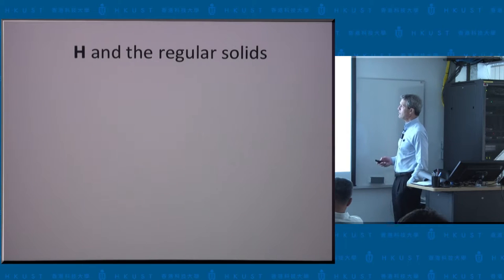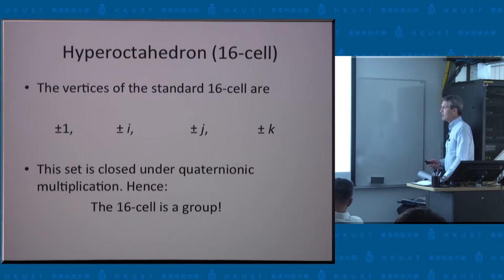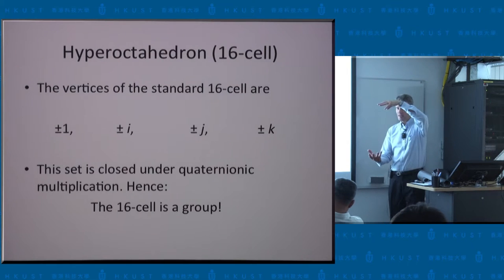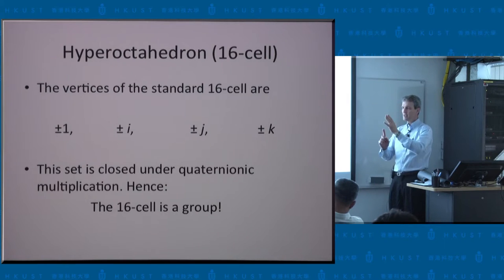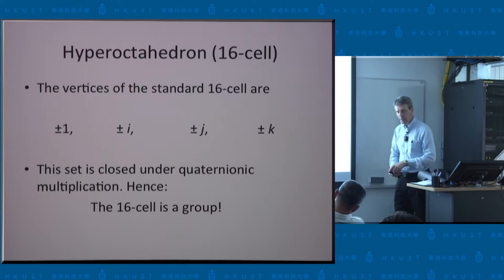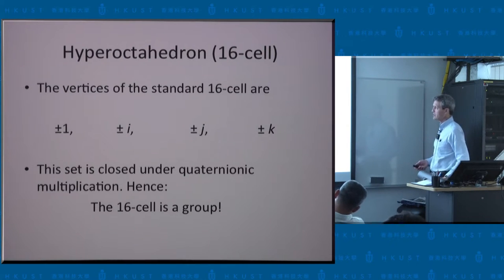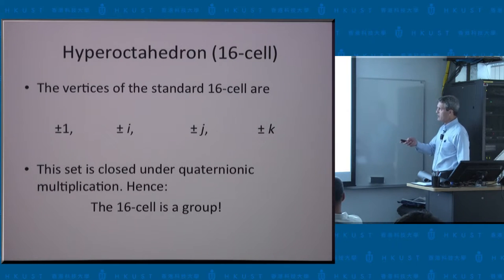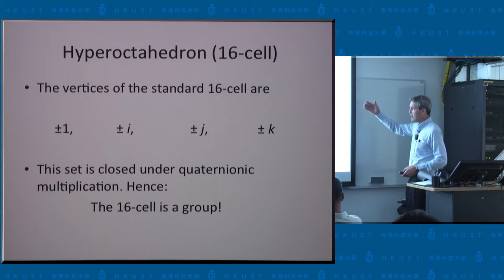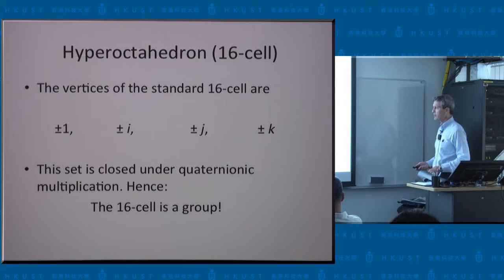Okay, so what does this have to do with the regular solids? Well, if we take the hyperoctahedron, the 16 cell, so if you think about the normal octahedron sitting in three-dimensional space, its vertices are up and down the z-axis, up and down the x-axis, up and down the y-axis. Its vertices are just the unit vectors along the axes. And in four dimensions, it's the same thing. So if we treat the four dimensions as quaternions, the vertices of the 16 cell will be plus or minus 1, plus or minus i, plus or minus j, plus or minus k. And we saw what the multiplicative relations of these guys are, and so we know that this set is closed under quaternionic multiplication. So the 16 cell, the hyperoctahedron, in fact, is a group.